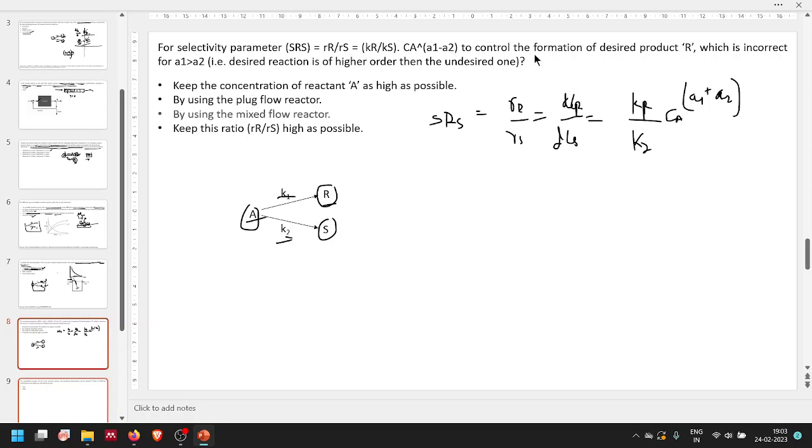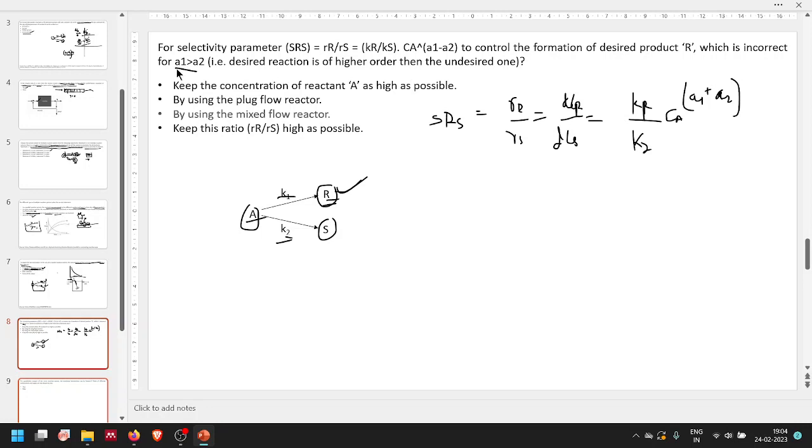So, how do we control the formation of desired product R? If the order of the reaction for the first scheme is higher than the order of the reaction for the second scheme, having a higher order indicates that the concentration sensitivity of A and R is very high. Because of this, it is necessary that we maintain a low concentration of A at the initial point so that the formation of R is controlled.